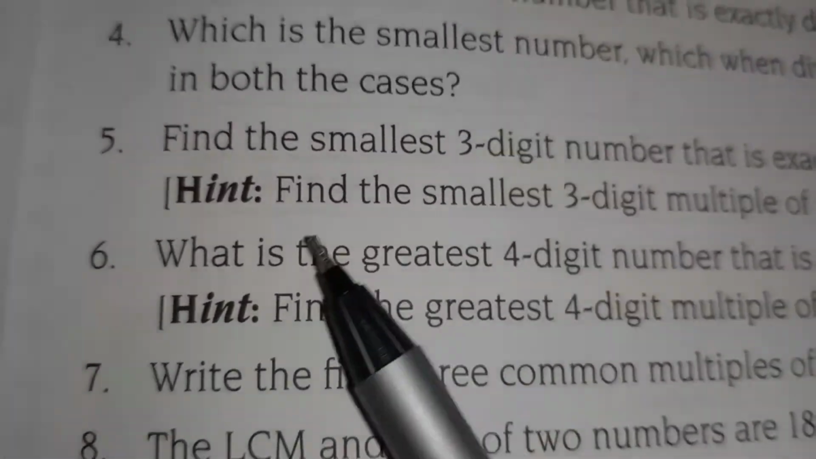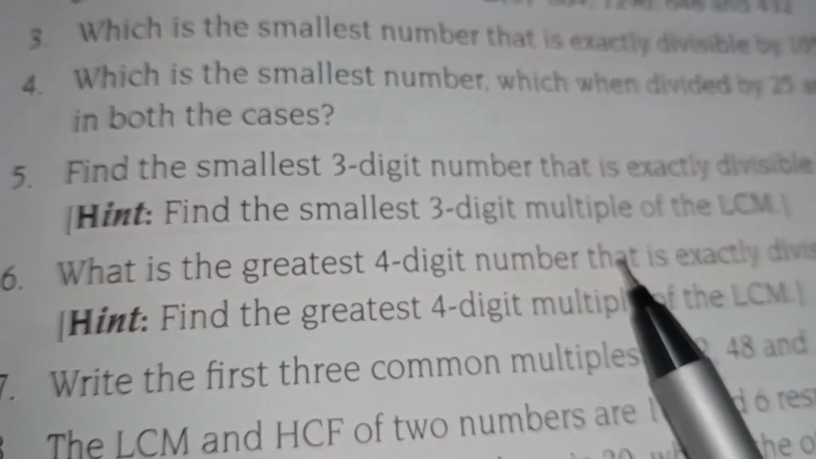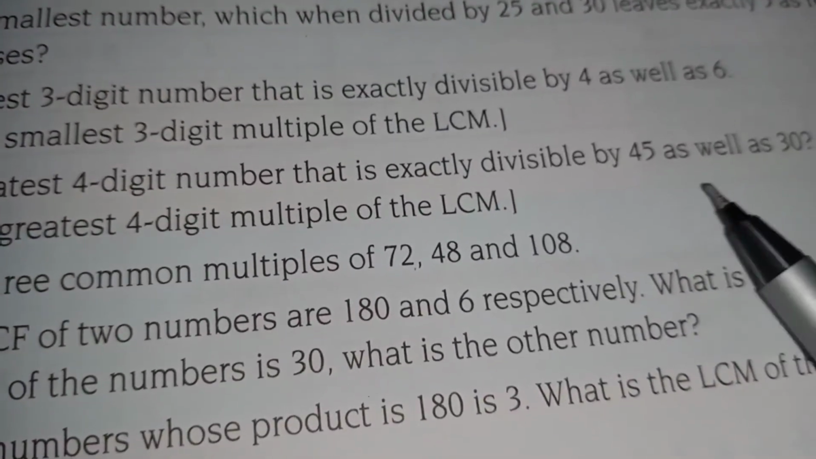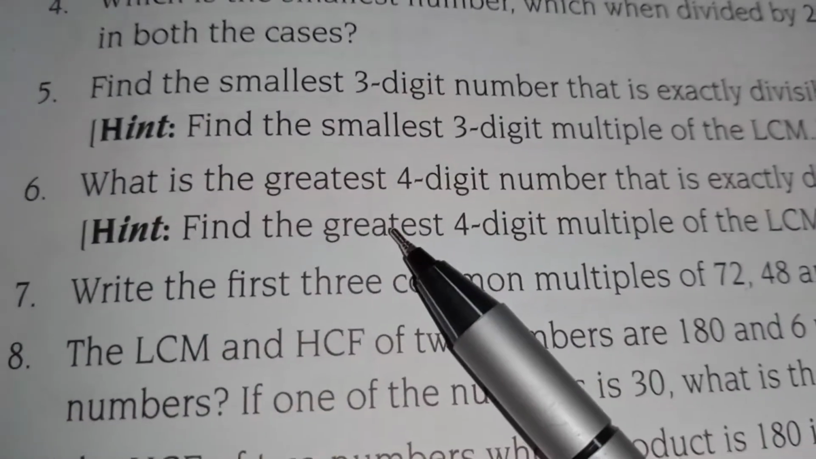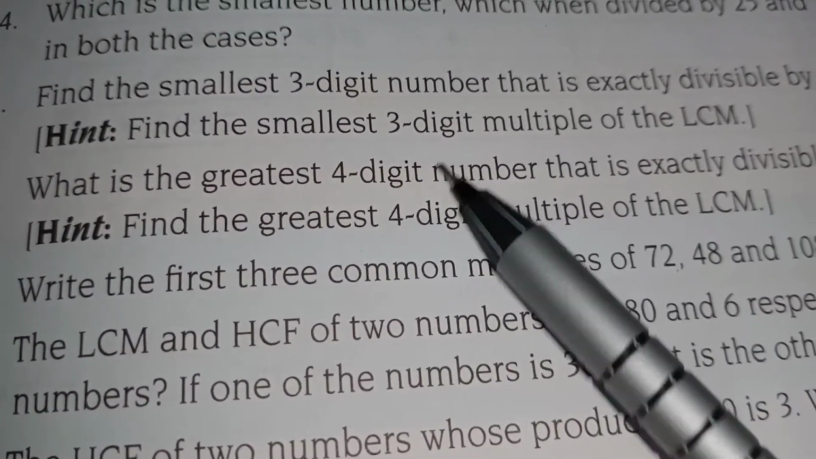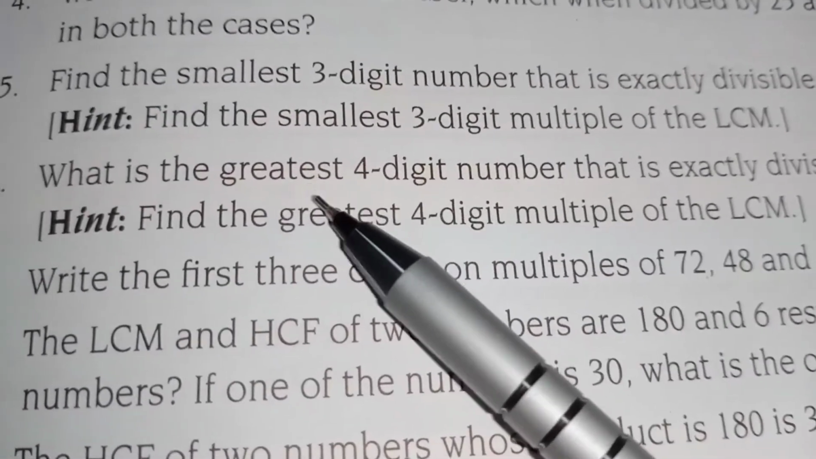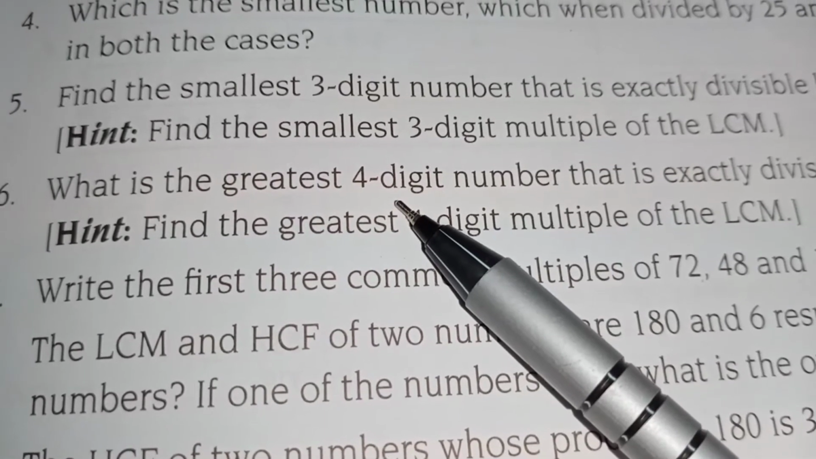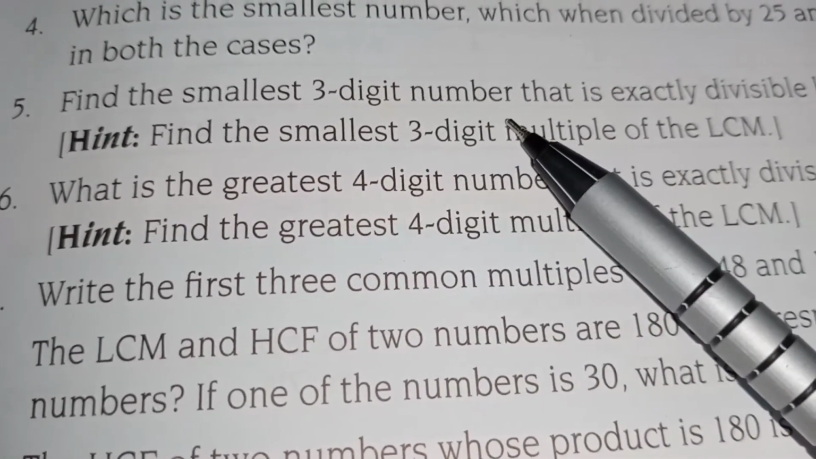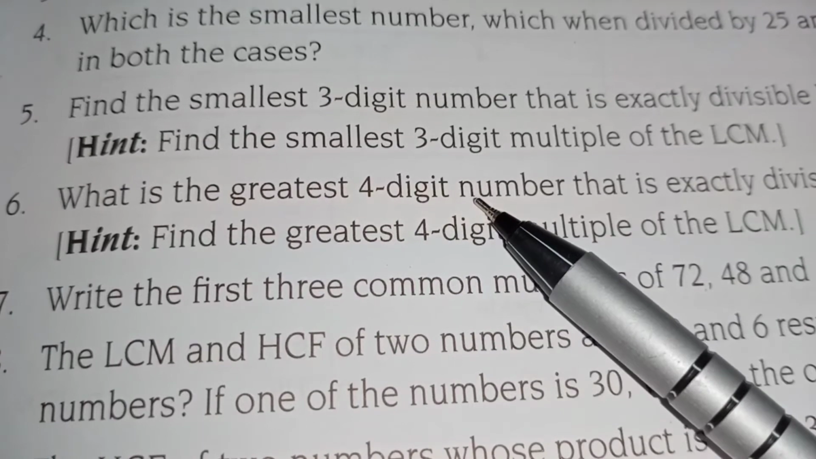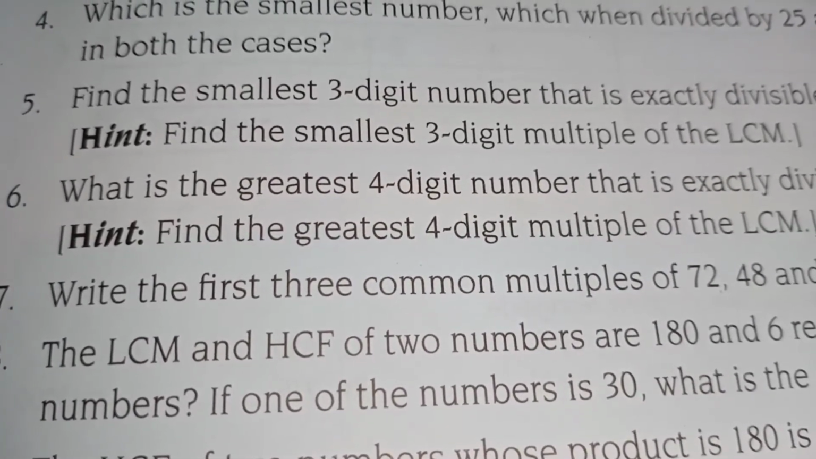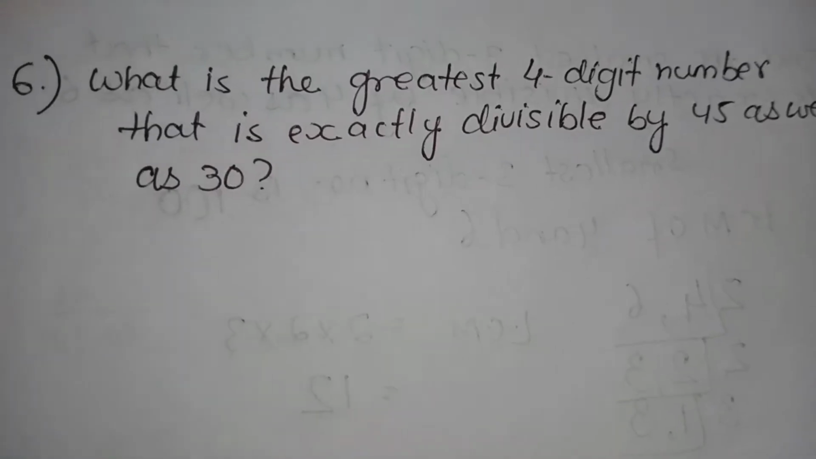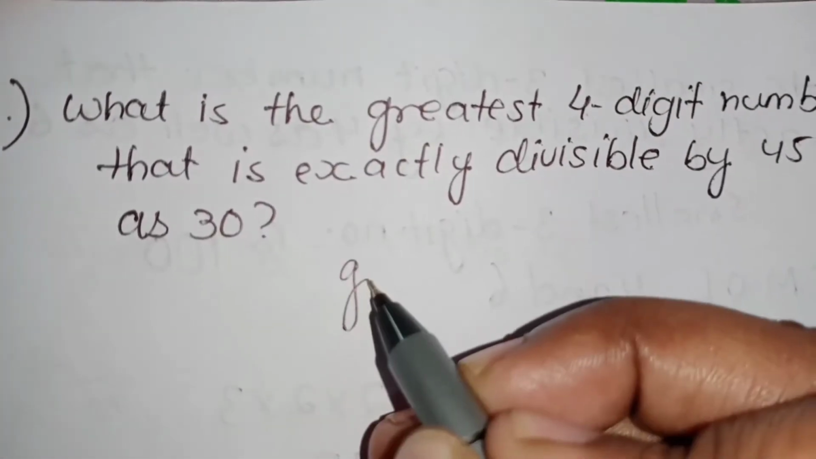Now what is question number 6? What is the greatest 4-digit number that is exactly divisible by 45 as well as 30? Here we will write the greatest 4-digit number, and the same process applies. We will find the LCM, but in the previous case we added the LCM; in this case we will not add the LCM, we will just subtract the remainder. So let us start. First we will write the greatest 4-digit number.